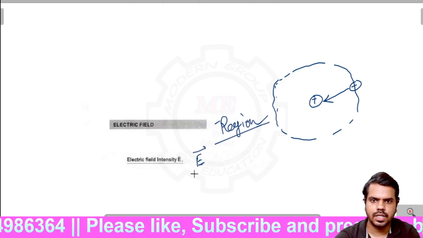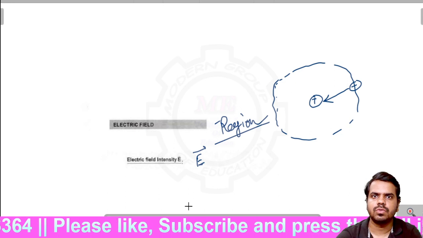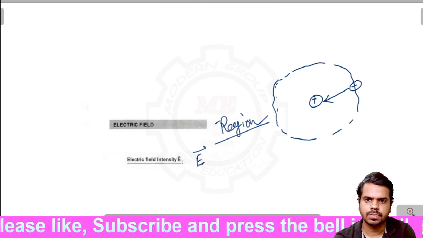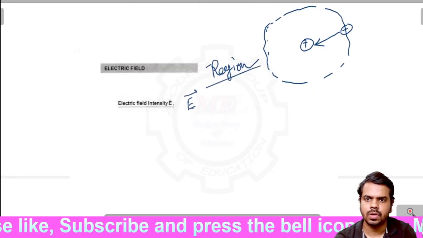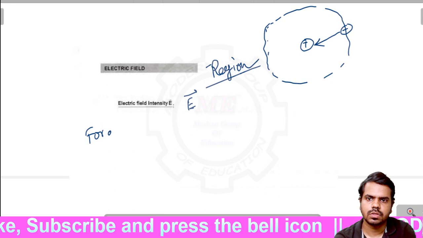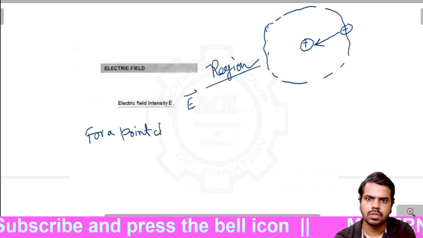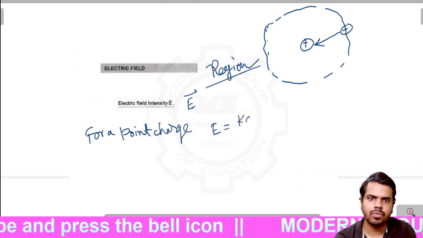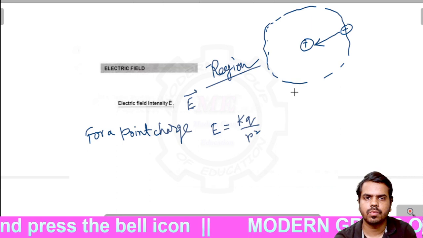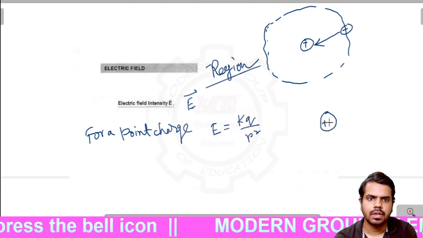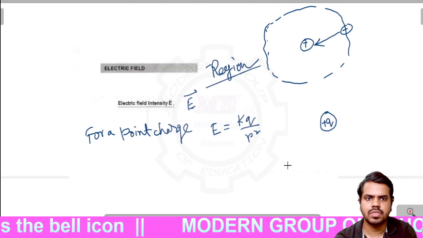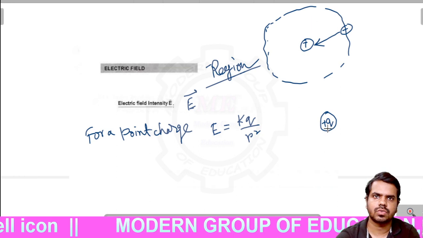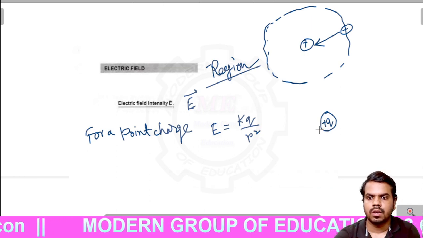Electric field E has different values for different charges, but for a point charge, the value of electric field intensity E is equal to kq by r square, where q is the charge and r is the distance from the charge. Okay, kq by r square is the electric field intensity for a point charge.